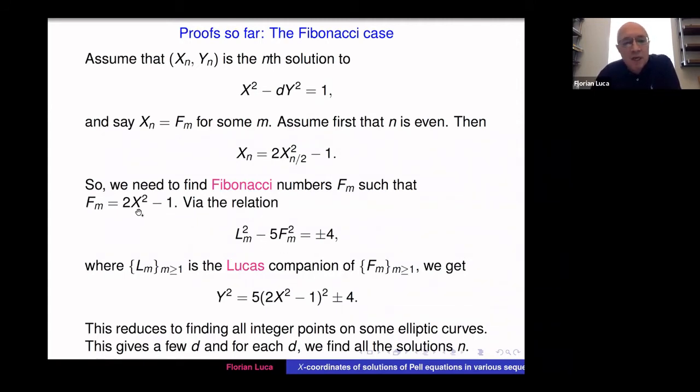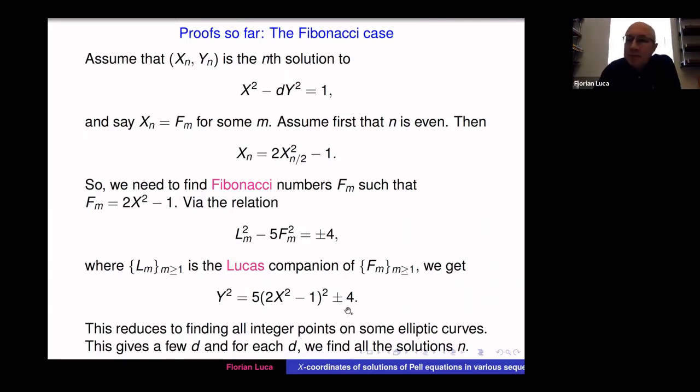So if in addition f sub m is 2x squared minus 1, this means that this equation here, which is a quadratic relation between Lucas and Fibonacci numbers, transforms into this one. So I have an integer solution to y squared equals 5 times (2x squared minus 1) squared plus minus 4. The polynomial on the right is a polynomial of degree 4, which has four simple roots. And there's a theorem of Siegel that says that if you have an equation of the form y squared equals f of x, where f is a polynomial which has at least 3 simple roots, then this equation has only finitely many solutions in integers.